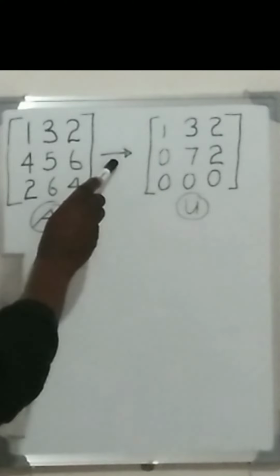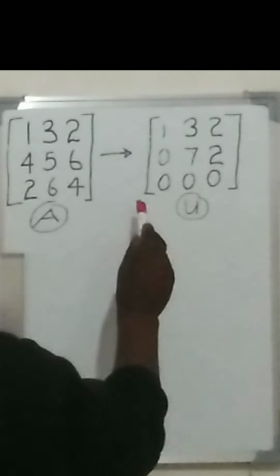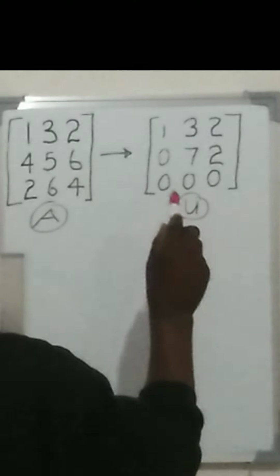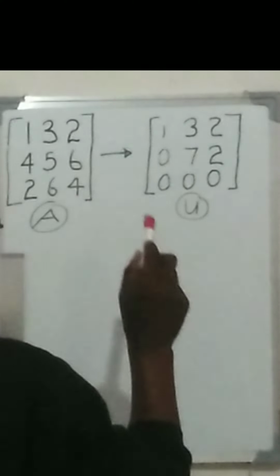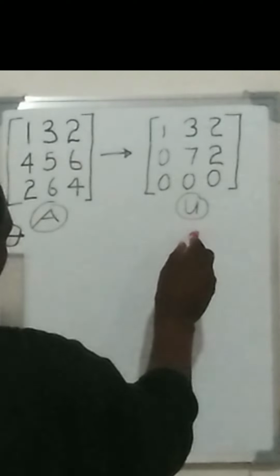That's why I don't have an equal sign here. But they are said to be row equivalent. Now, when we look at our matrix U, it consists of a row of zeros and two non-zero rows. In other words, row number 1 and row number 2 are the two non-zero rows of matrix U.